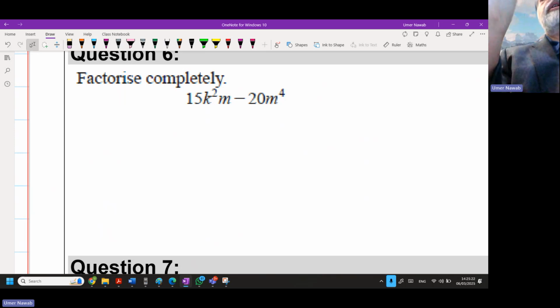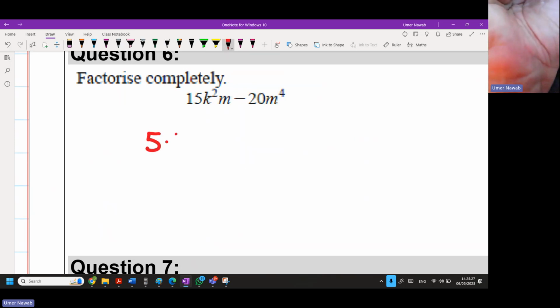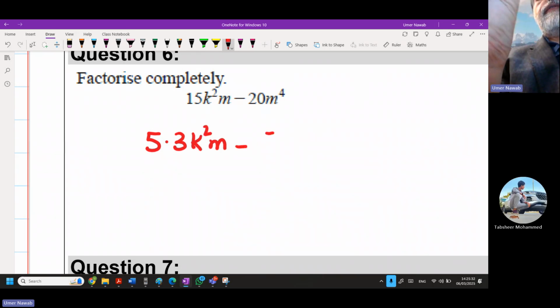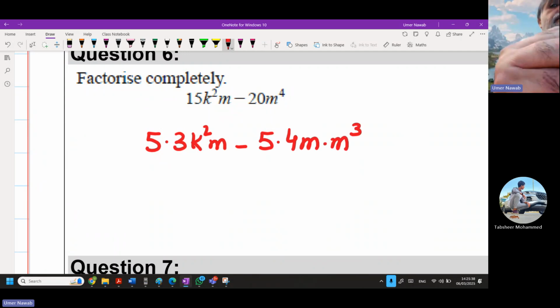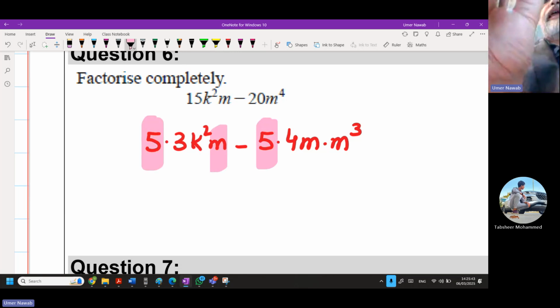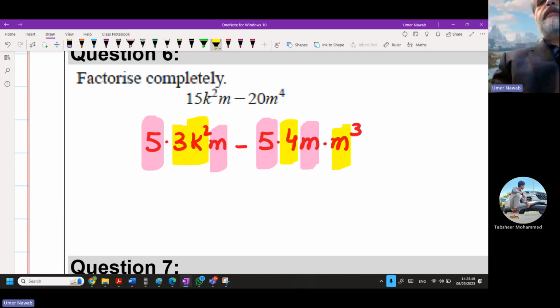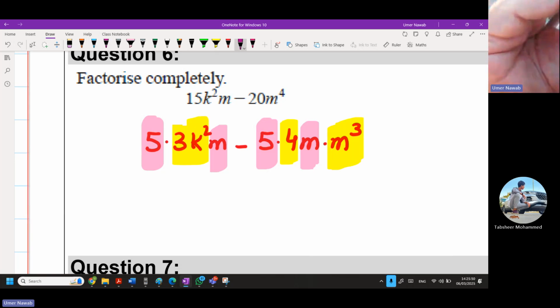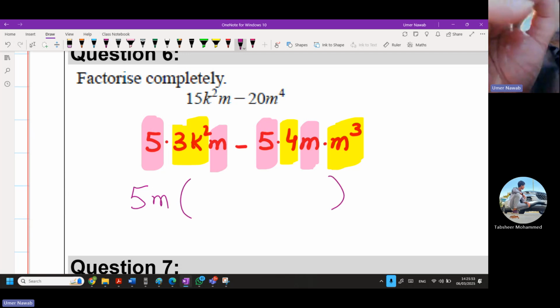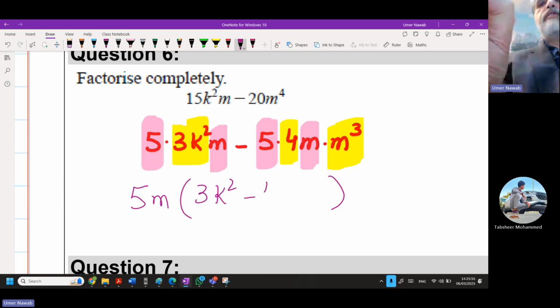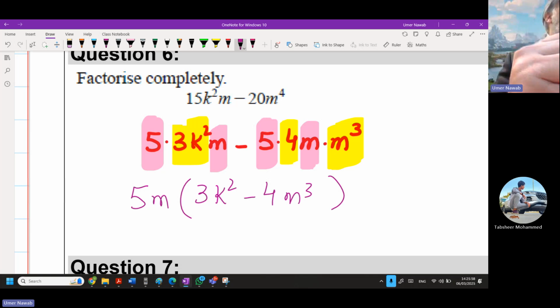When we go to the next question, it is 15. I can write 15 as 5 times 3 k squared m minus 5 times 4 m to the power 3. Okay, so check it out, what is common? 5 is common and m is common. The rest of the terms will stay behind in the bracket. So I'm going to write 5m common, and inside the bracket 3k squared minus 4m cubed.